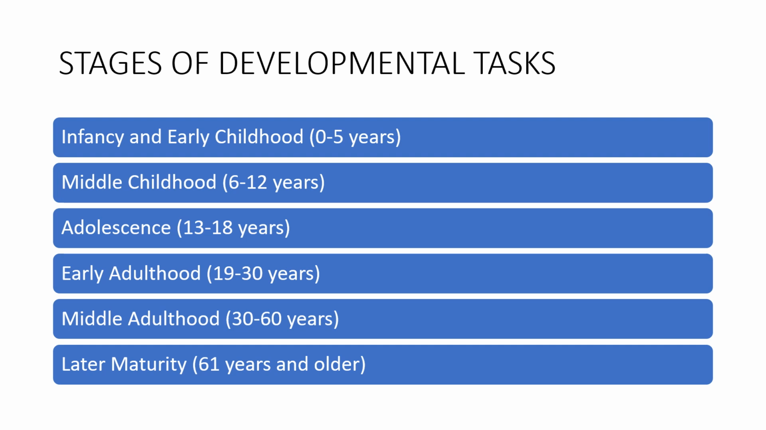Havighurst developed 6 stages of developmental tasks divided into age spans: infancy and early childhood from 0 to 5 years, middle childhood from 6 to 12 years, adolescence from 13 to 18 years, early adulthood from 19 to 30 years, middle adulthood from 30 to 60 years, and later maturity for 61 years and older.